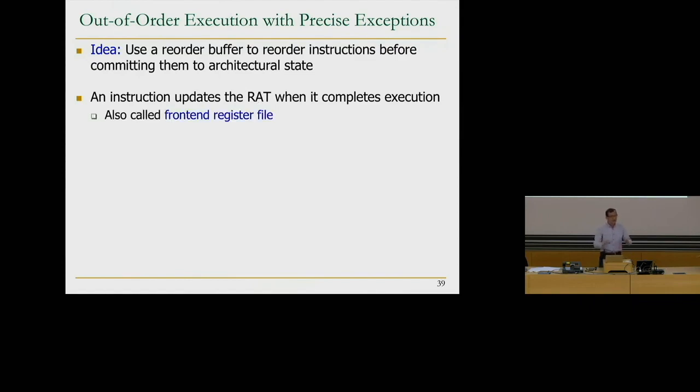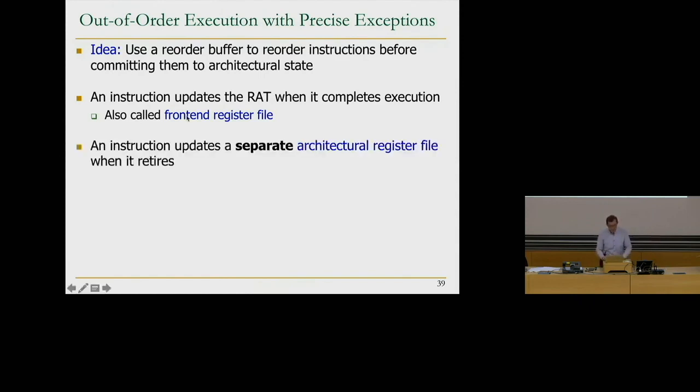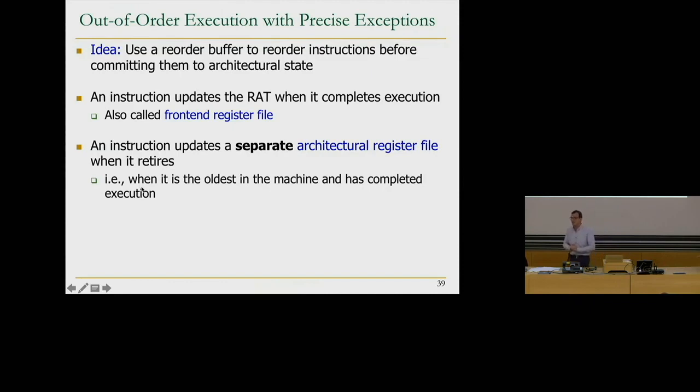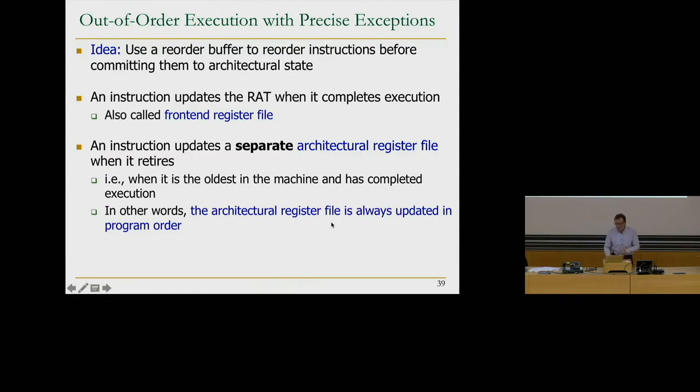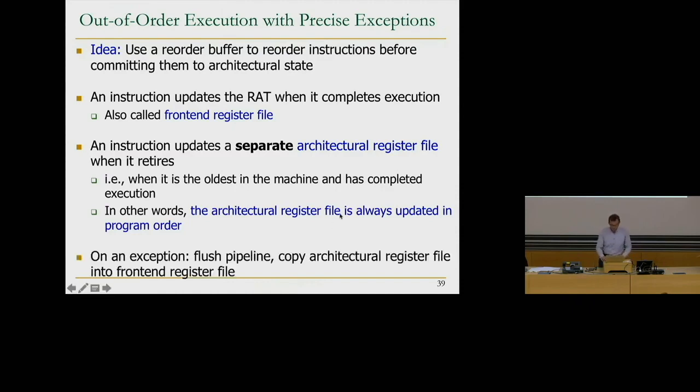We're going to actually have two register files now. This is called the front-end register file. And now we're going to introduce a separate architectural register file. An instruction updates the separate architectural register file when it retires. The front-end register file is very similar to what we've shown. But the architectural register file will be updated when the instruction is the oldest in the machine and has completed execution. Makes sense, right? That's really your architectural state now. So the architectural register file is always updated in program order now.